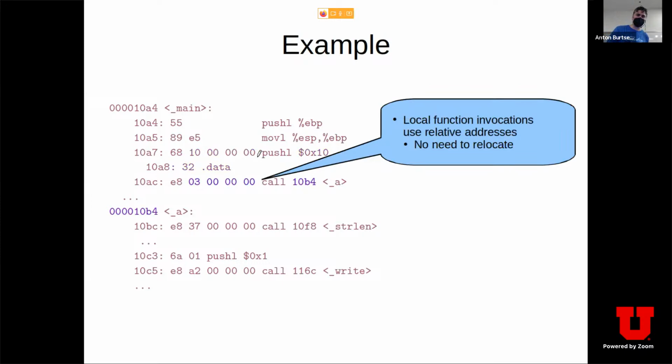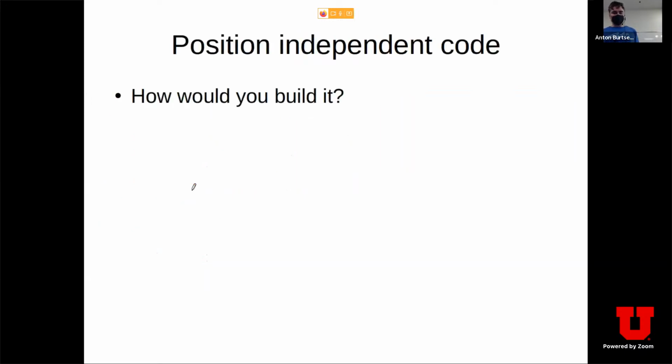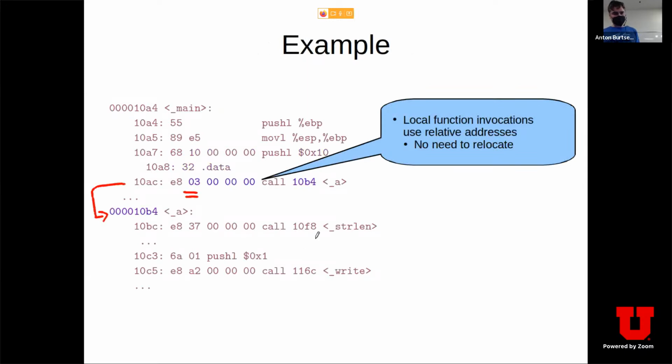Similarly, if we have a local invocation of a function, we use this relative address, right? So A was exactly here inside main, and now it's linked together. At this point it becomes part of the same binary, so it's a relative address.